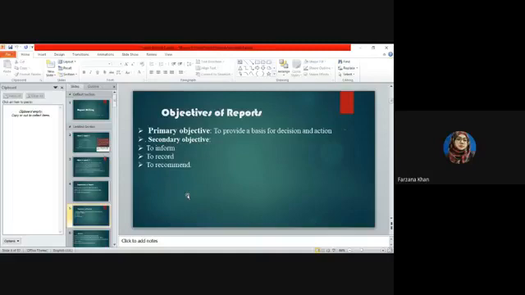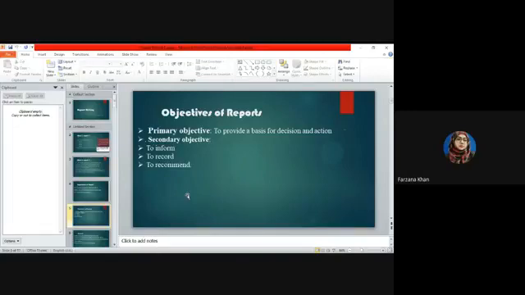Now I'll elaborate the objectives of the report. Basically, what are the objectives of the report? I also gave questions related to the objectives and importance of report to all of you in the mock midterm paper. So, objectives of the report: the primary objective.